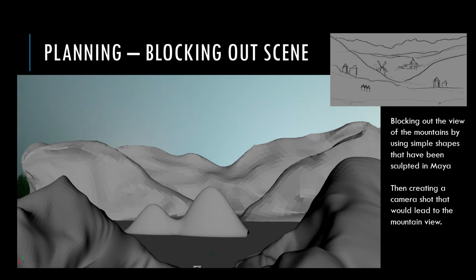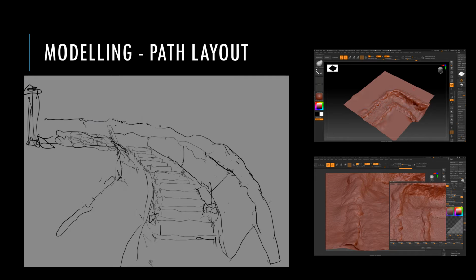After drawing my ideas, I then began to set up my project in Maya. I first created simple shapes using Maya's sculpt tool to represent mountains. This was to block out the scene and create camera movement. Once I was satisfied with the blocking out of the scene, I then created the layout of the path.